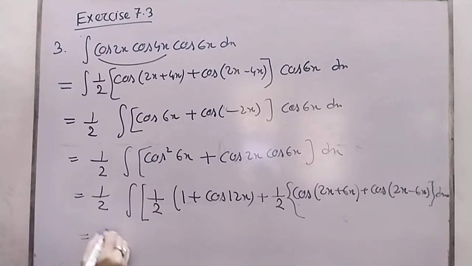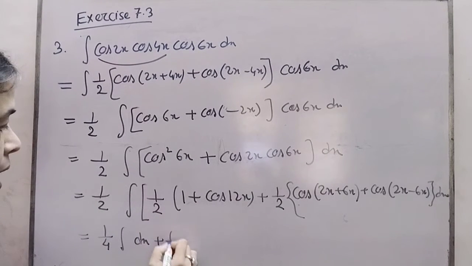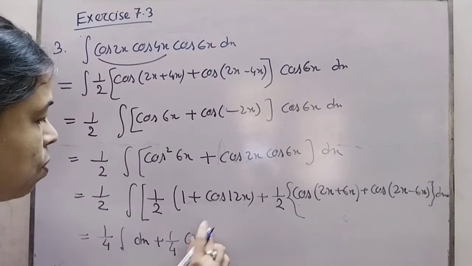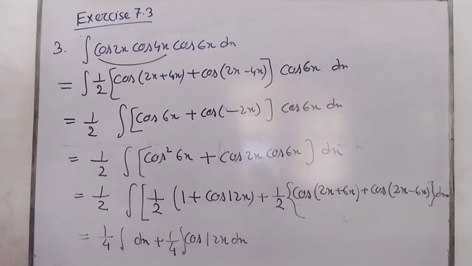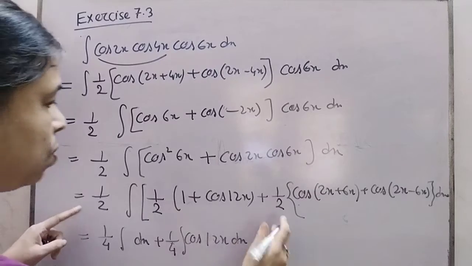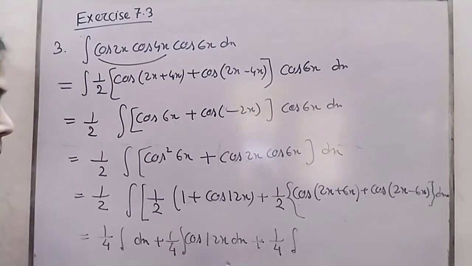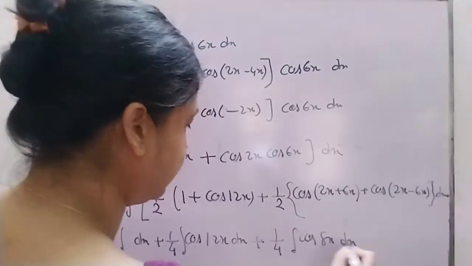So 1 by 4 is there. Integration is here. I have to use what? Integration of dx plus half, and this one is there. Plus half of 1 by 4. This is product with 4, no? So integration of cos 12x into dx. And again, this half is product with this also, so it becomes 1 by 4. Integration of, what about this one? It is cos of 8x into dx.